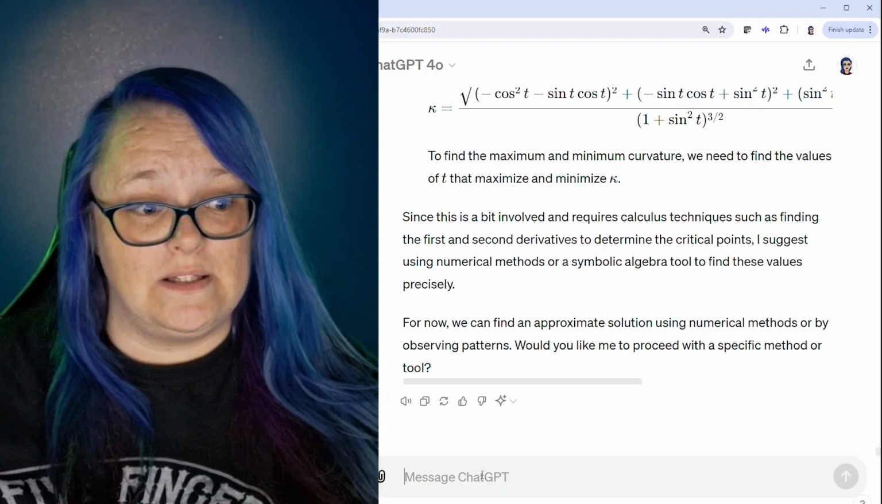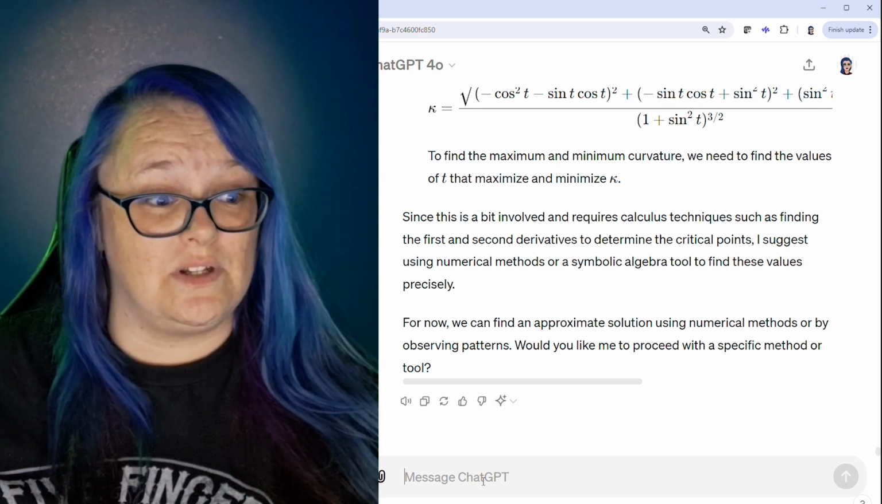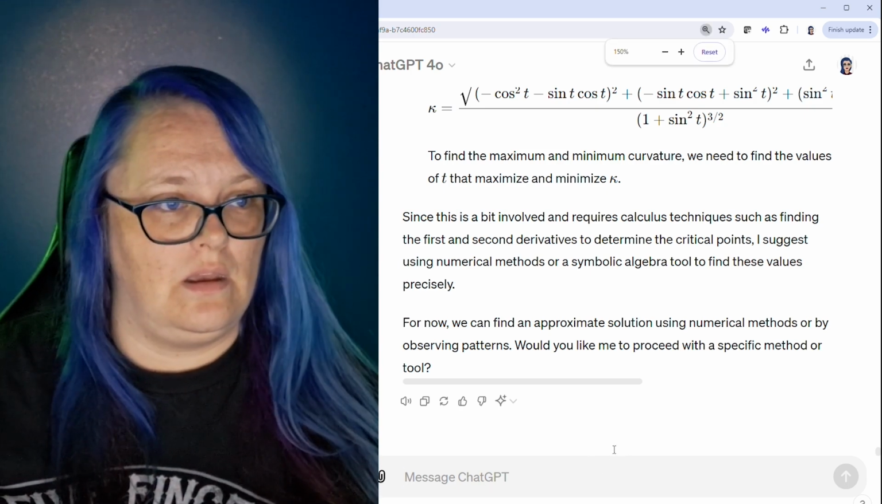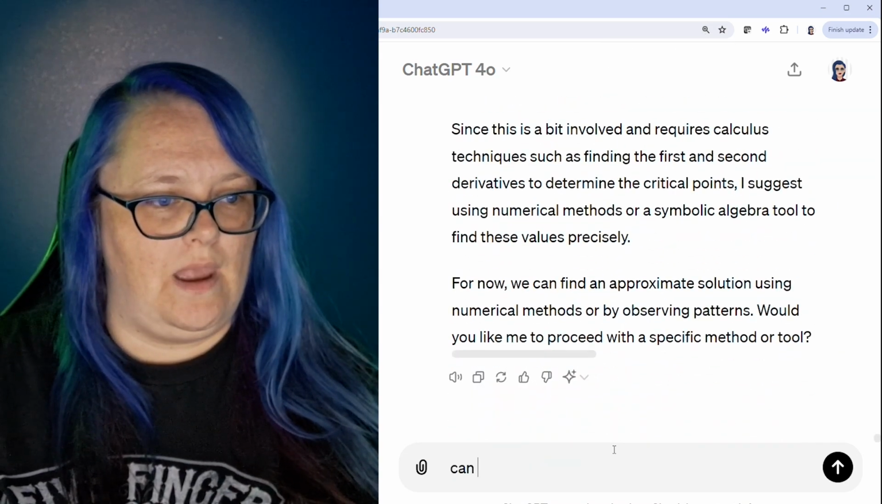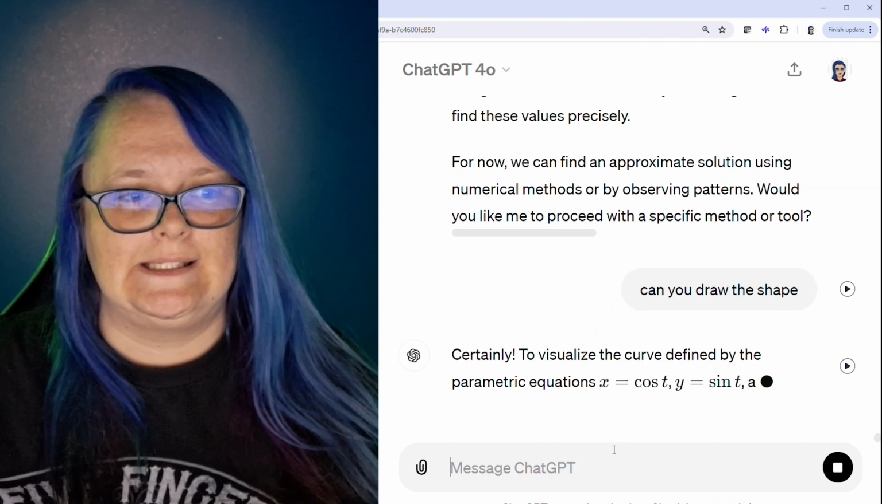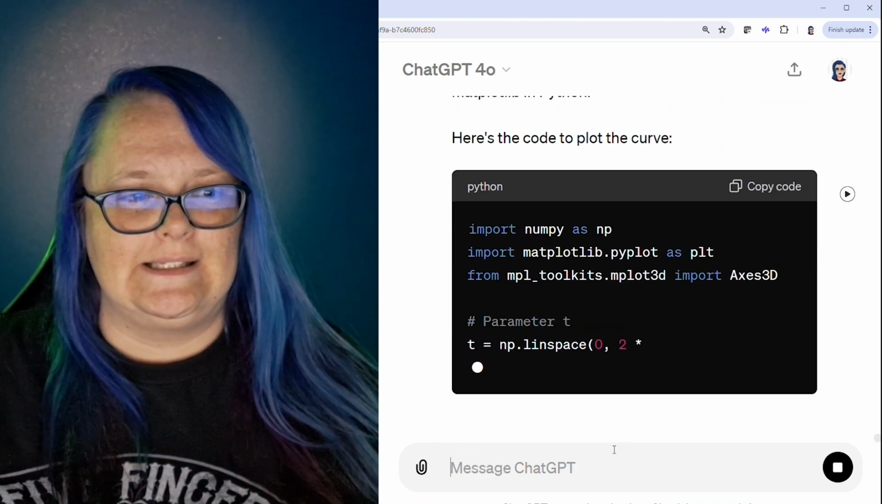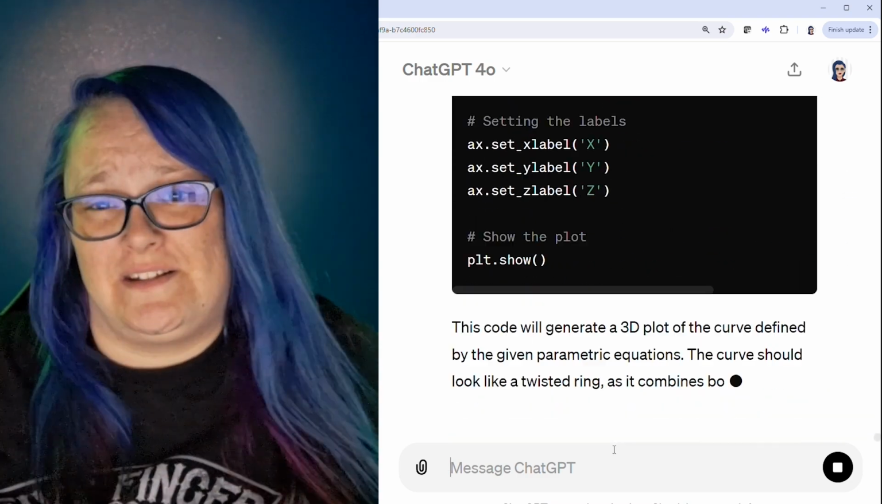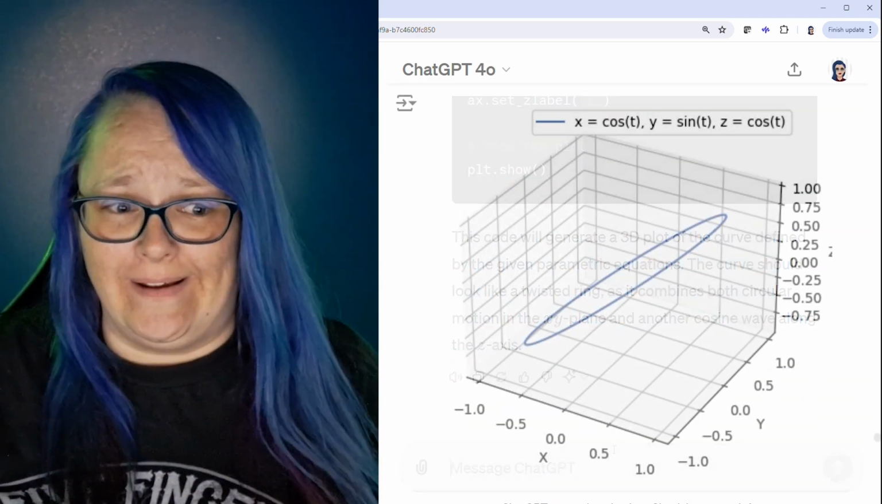Okay, let's ask it to draw the shape. You guys want to see what the shape looks like? I kind of want to see what the shape looks like. Can you draw shape? Oh, it's using Python. Interesting. I guess it's assuming that I know Python now.